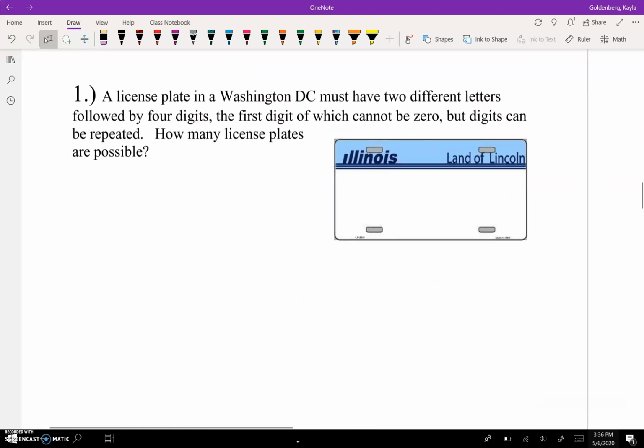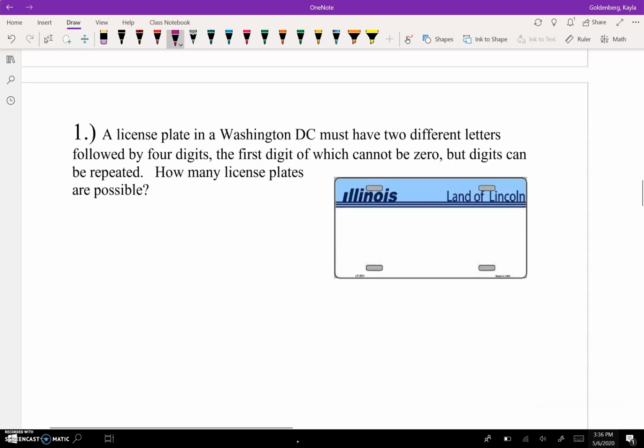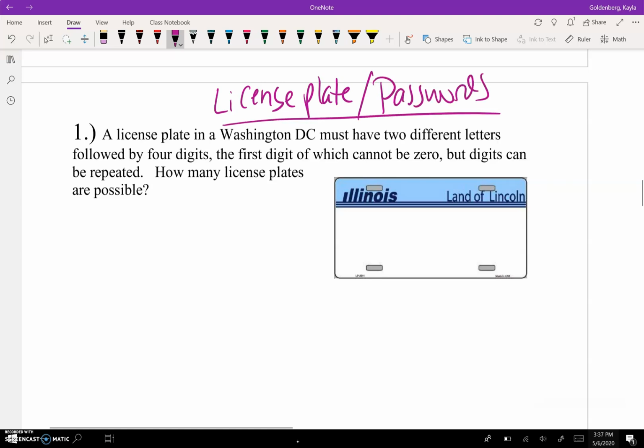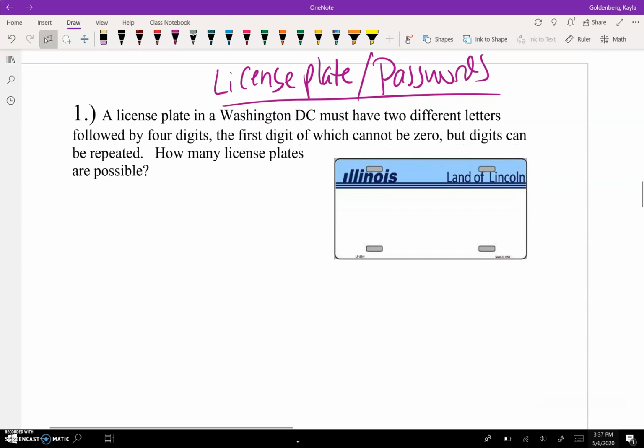So let's look at this. This one is a very typical problem. A lot of these counting problems, you'll see license plates. You'll also see passwords, and you will see that in your homework on the fundamental counting principle. You will do the homework tomorrow rather than today. Today, this is your only task. In the homework, you'll have some problems where you look at license plates and passwords and think about how many possible outcomes there are, how many possible different passwords someone could have.